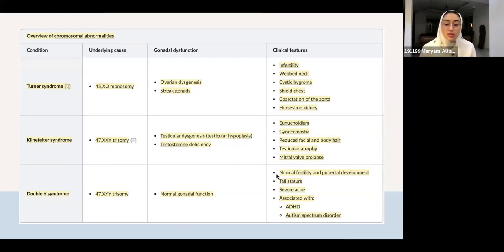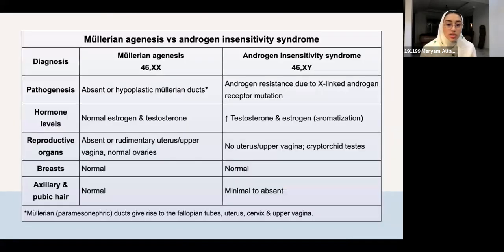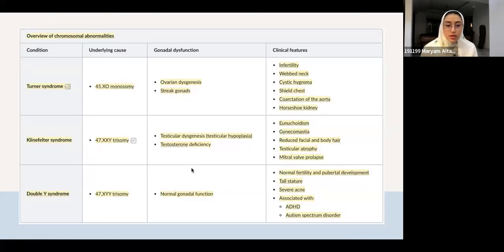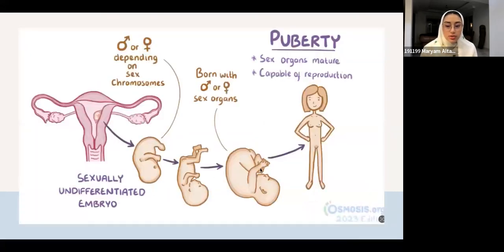So in this case, you can have severe acne because they can have very high levels of testosterone associated with ADHD and autism spectrum disorder. So just remember, they usually don't get the double Y syndrome in questions. What's more important for you guys to remember is Turner syndrome, Klinefelter syndrome, and they can get you androgen insensitivity as well.